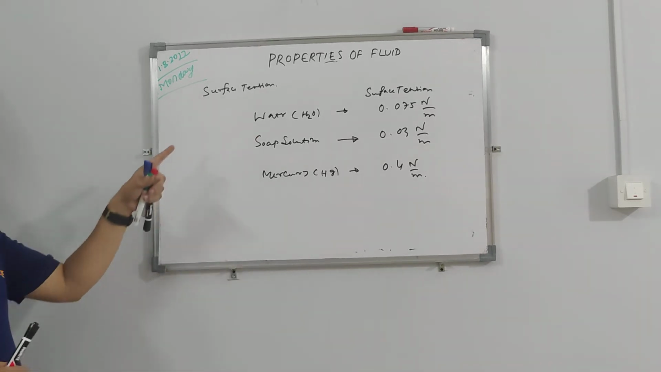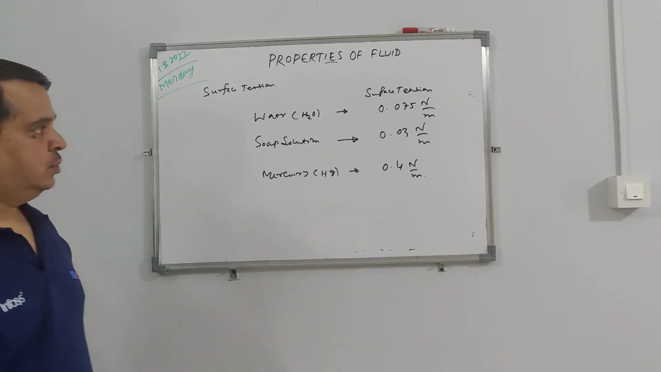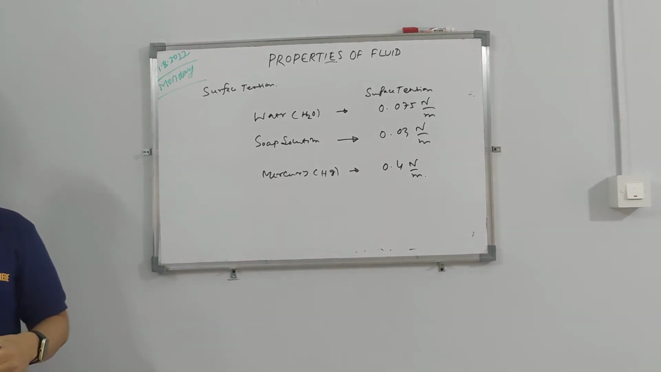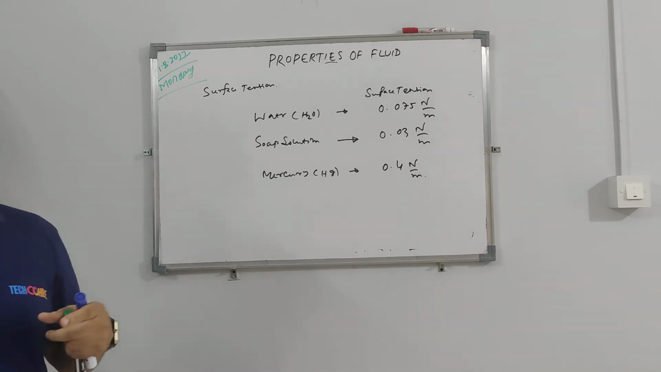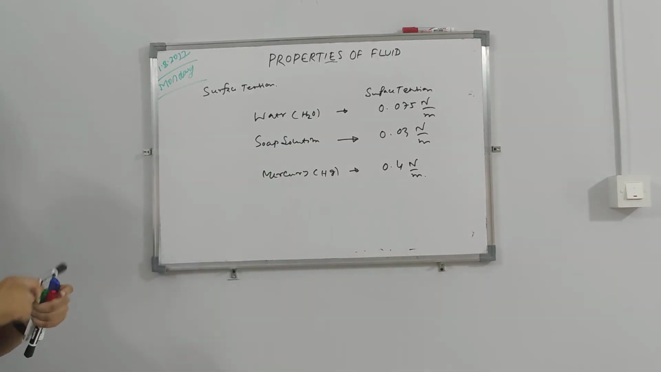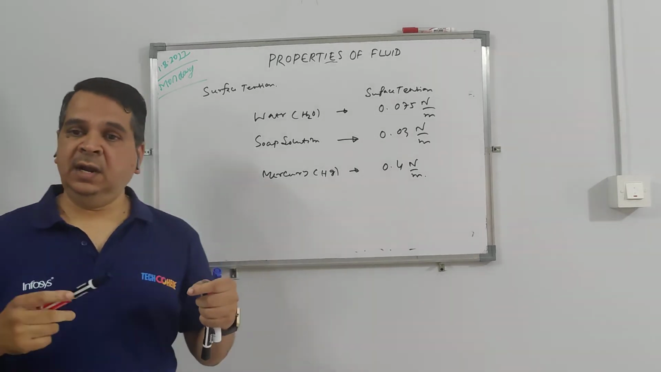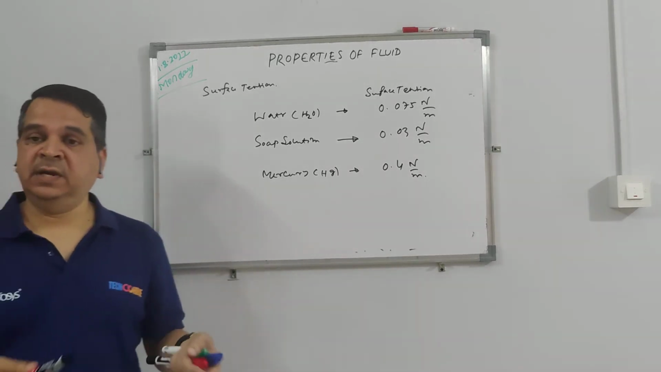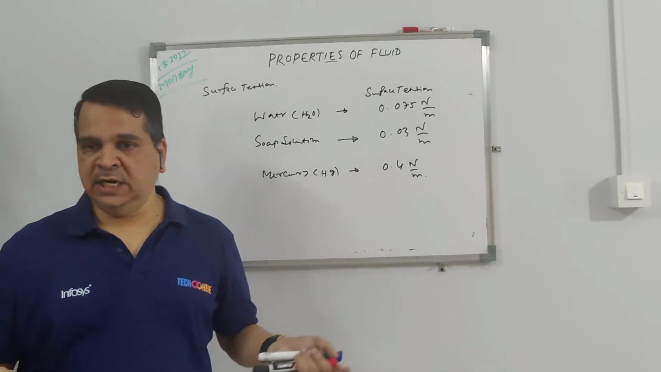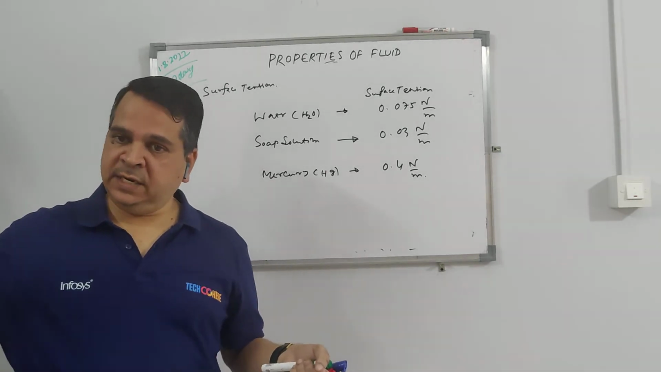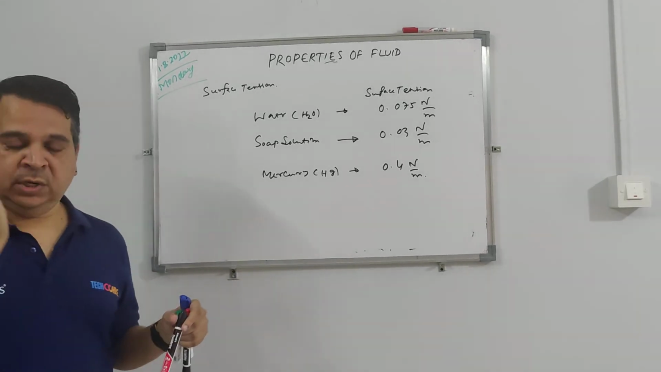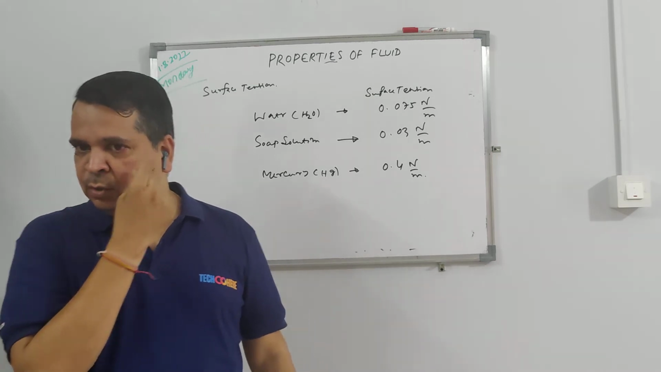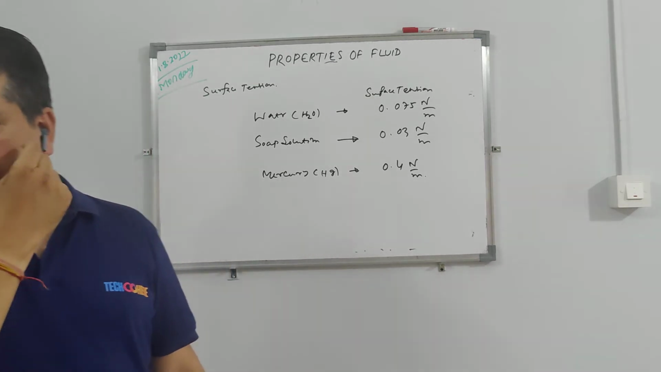So the important thing is between water and soap solution. When you mix some soap or detergent powder with water, its surface tension will decrease, from 0.07 to 0.03. Because of lesser surface tension, what is the cleaning process? The dirt gets accumulated inside the small pores in your clothing, or when you are washing your face, your face has some pimples and pores.